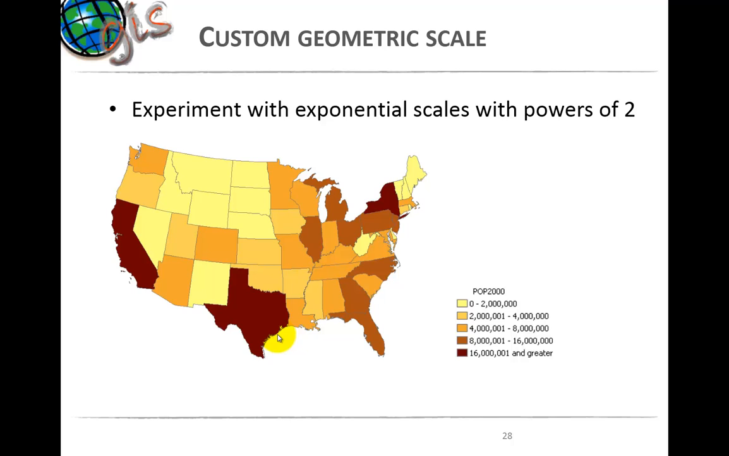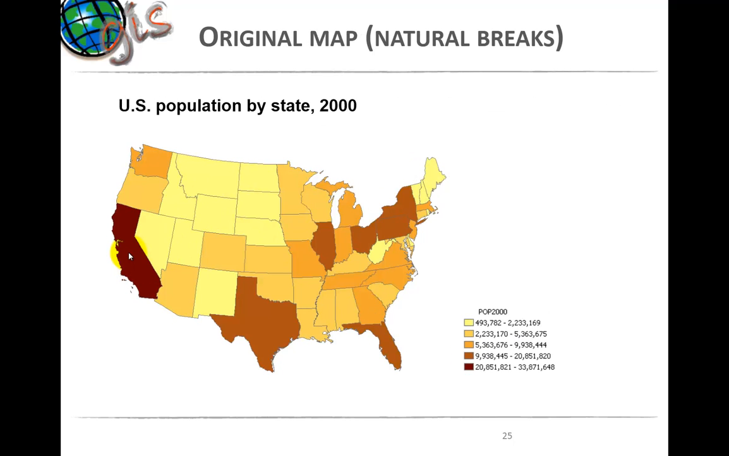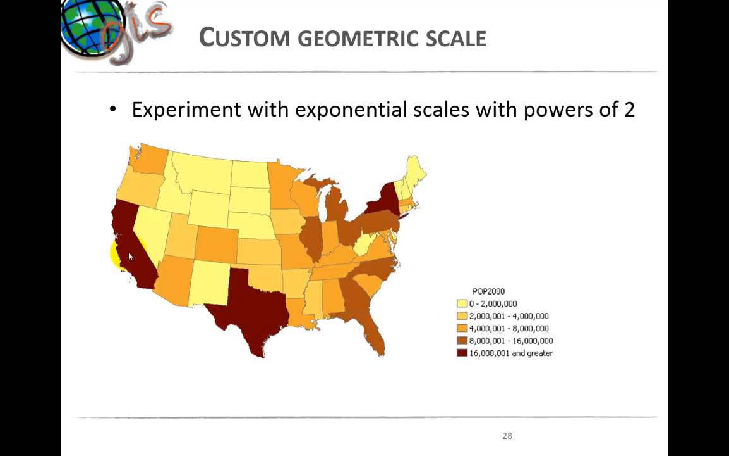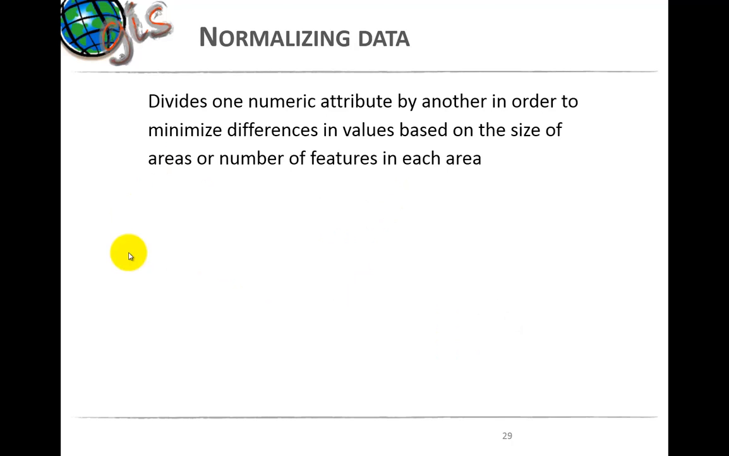And then there is the custom geometric scale to the power of 2, which is also pretty good, because we have the 3 most populous states, New York, Texas, and California. Again, the map you pick between custom geometric, quantile, and natural breaks depends on the story you want to tell, because it's the same data, it's just a different way of representation. So it really depends on what you're trying to say with your map.